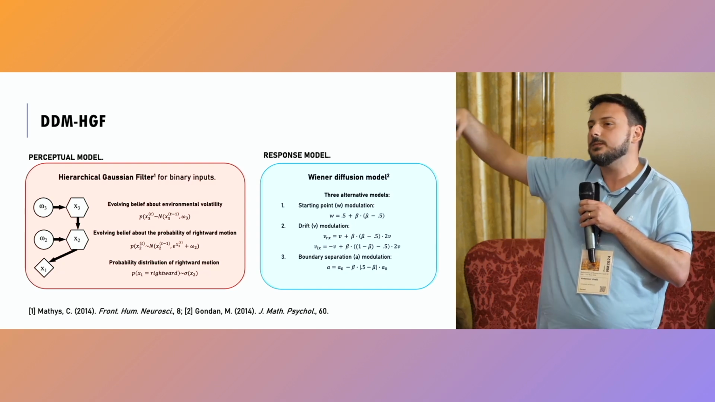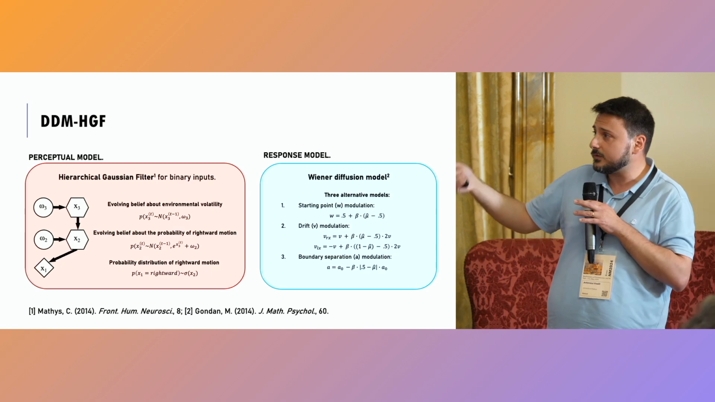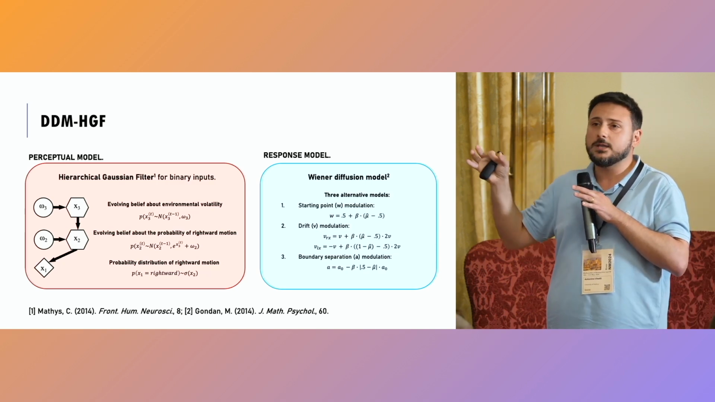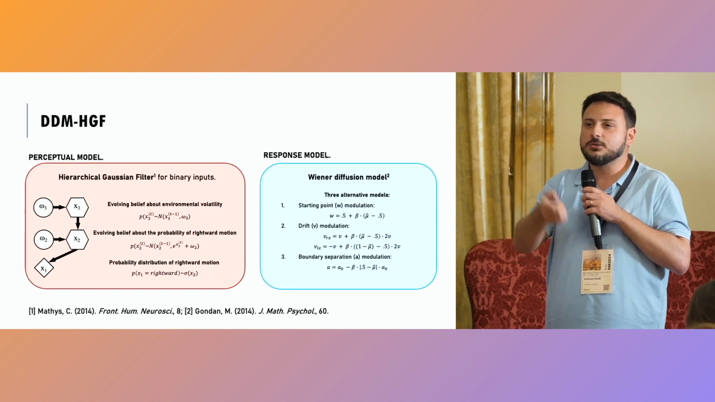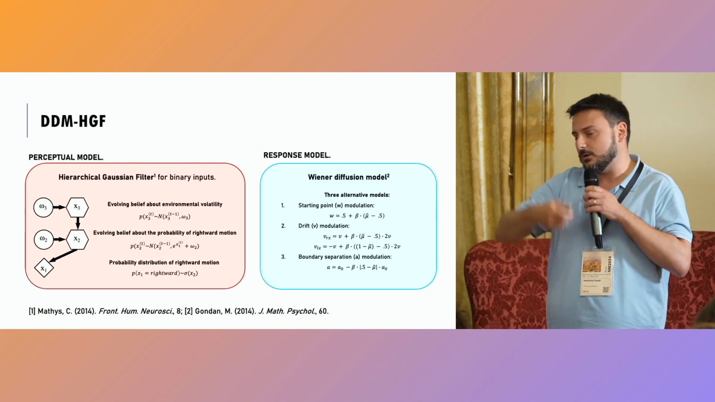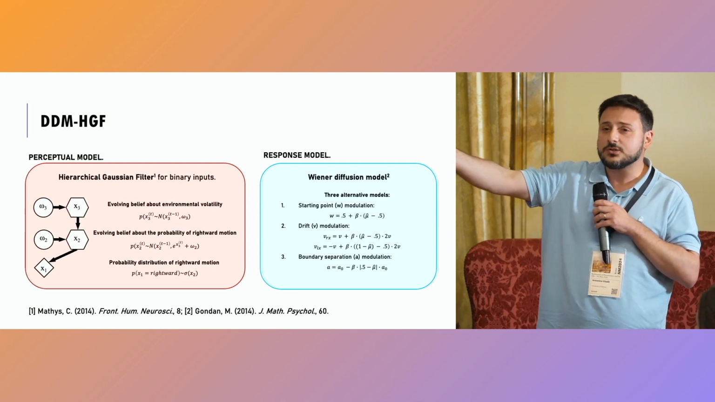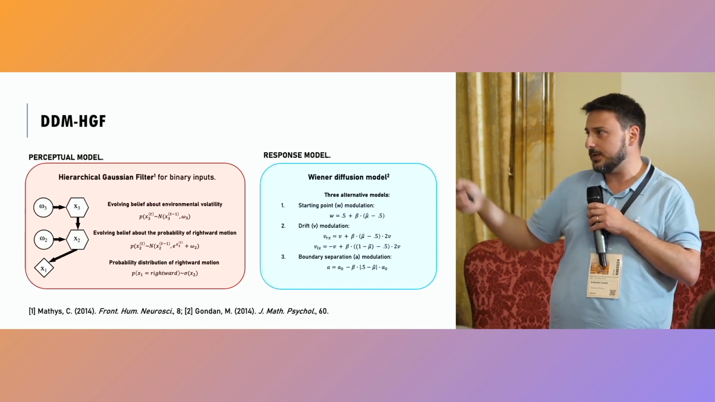Now, these inferred states can then be used in the response model to estimate how much they influence the three parameters of a drift diffusion model: the starting point, the drift rate, and the boundary separation. In this way, you can use this tool to really understand how much, at the individual level or at the group level, predictions influence behavior. Prediction influences decision making.